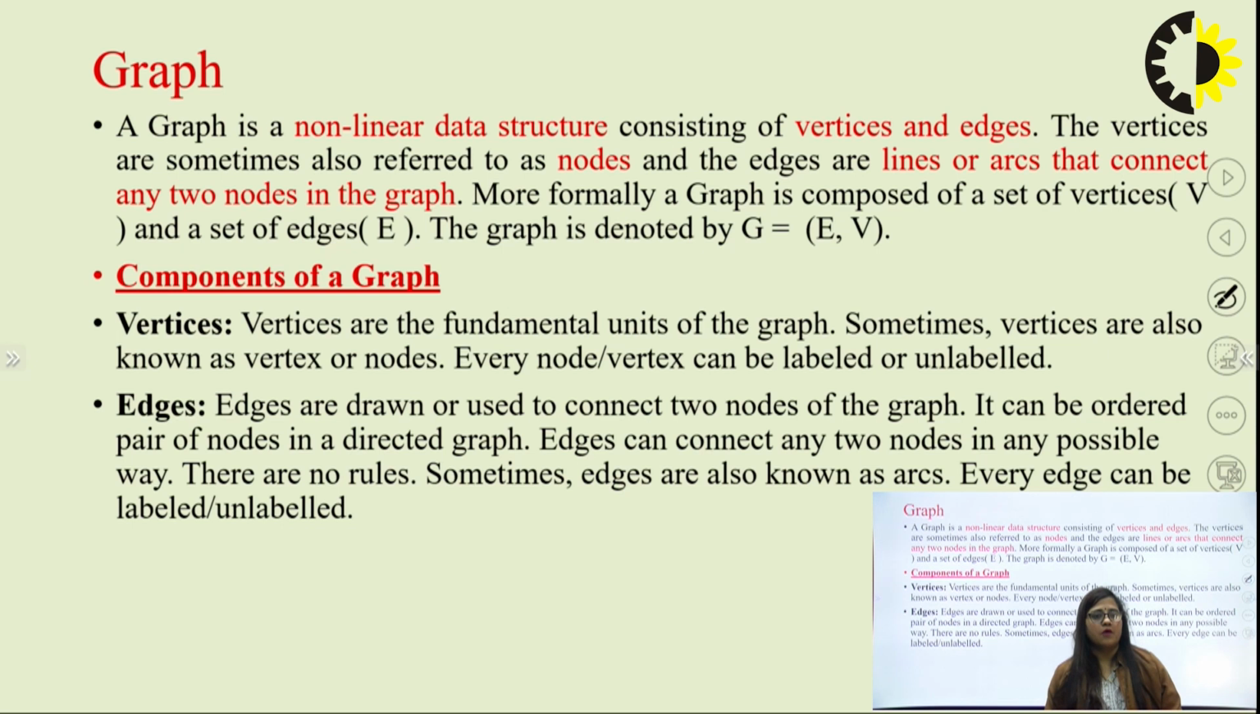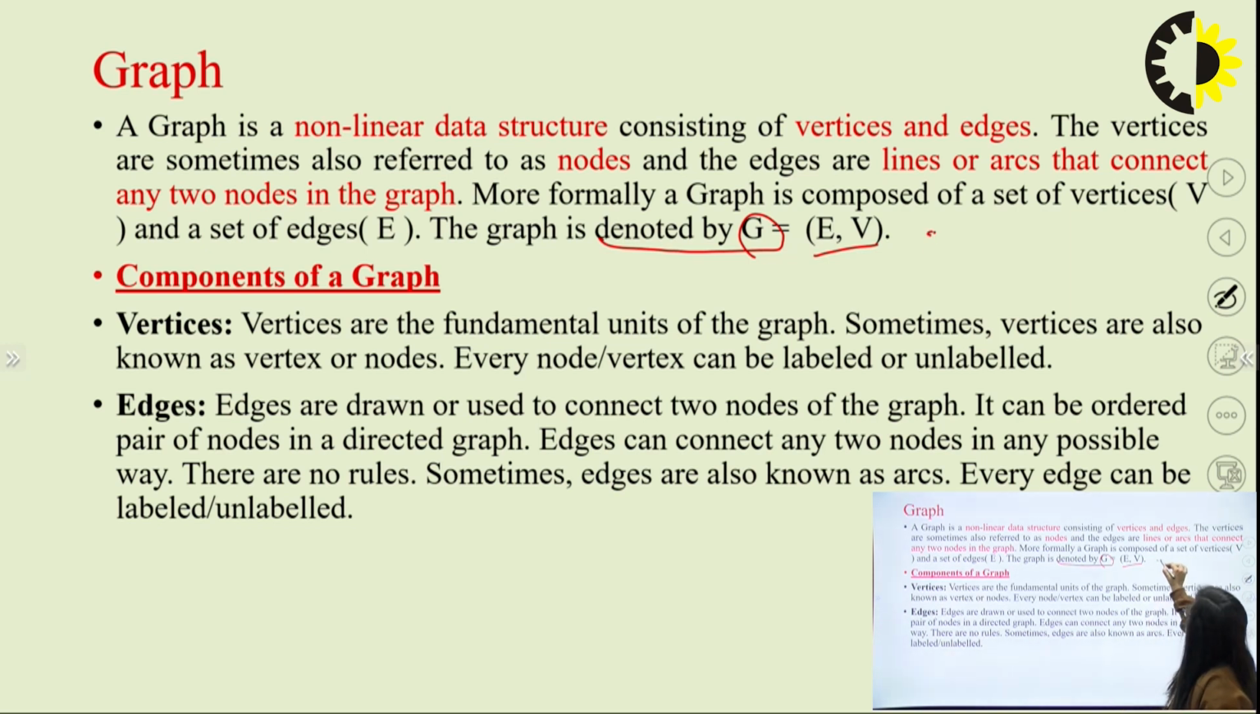First one, graph. What is graph? Graph is a non-linear data structure where graph consists of vertices and edges. The vertices are sometimes also referred to as nodes, and edges are the connecting lines from one node to another node. So graph is represented by G, and V and E is what? E is edges, which are connecting lines between one node to another node, and V is a vertex.